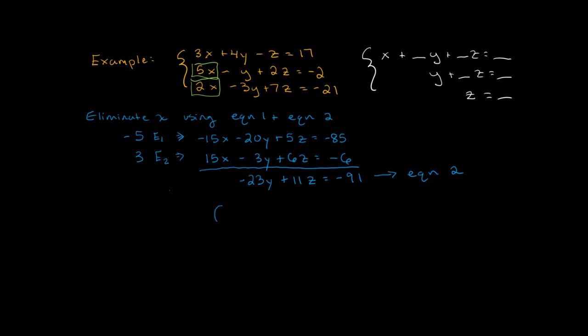So I'm going to just rewrite what we have. 3x plus 4y minus z equals 17. -23y plus 11z equals -91. And then 2x minus 3y plus 7z equals negative 21.